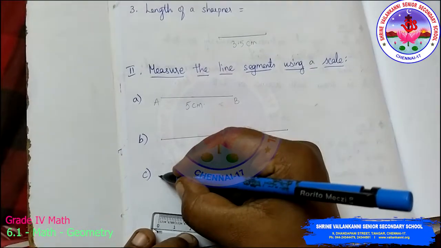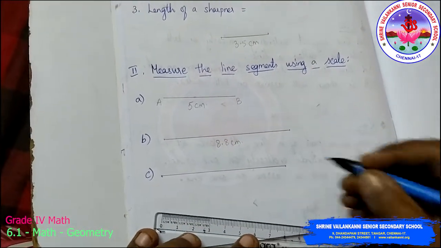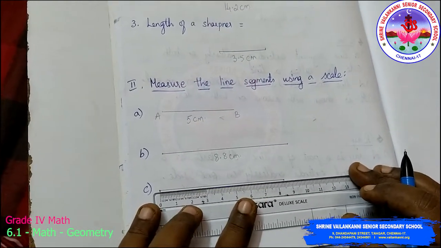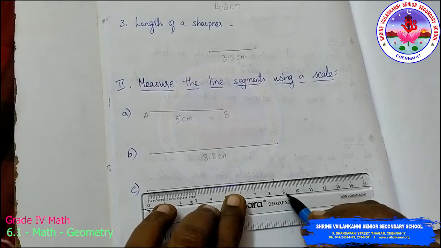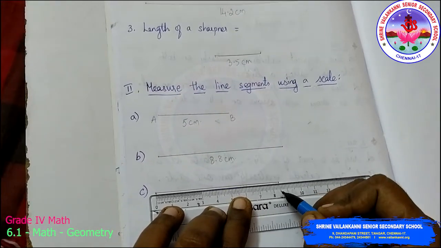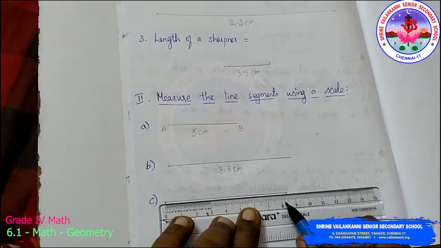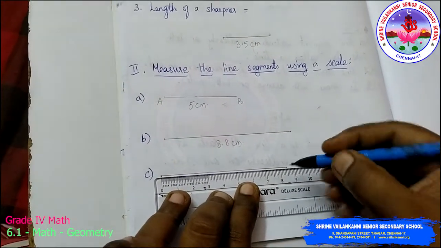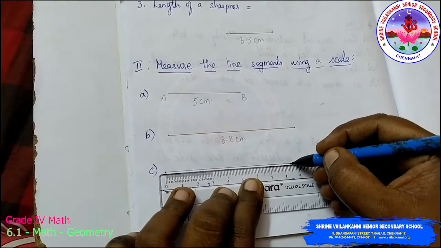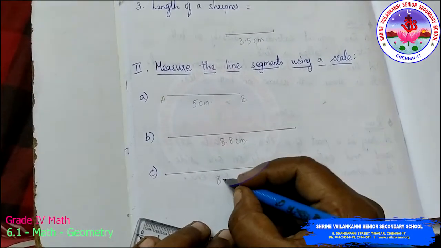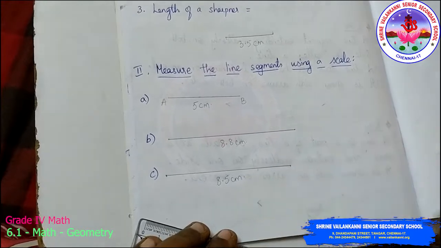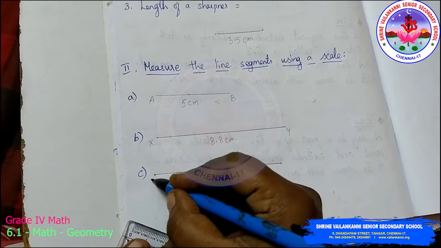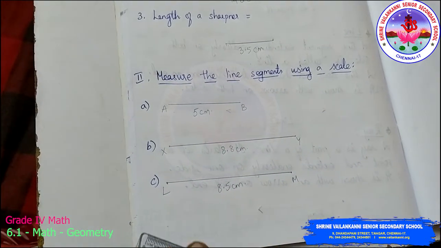Next, the last line segment, 0 point, and the ending point lies between 8 and 9 again. So this is 8.1, 8.2, 8.3, 8.4 and 8.5. So exactly it is lying at 8.5 centimeter. Again you can give labels like X, Y, L, M. Anything you can give. Okay.